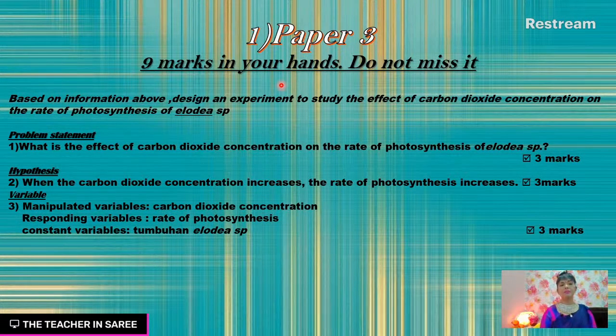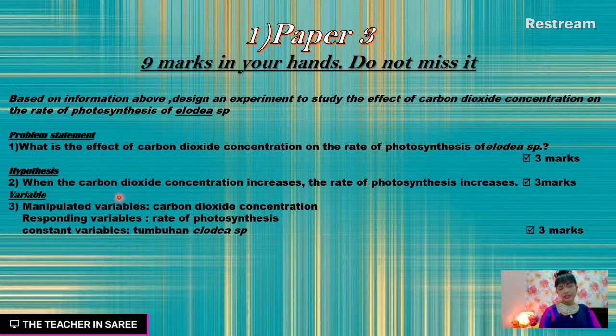Okay. So, for example, in this question: based on the information above, design an experiment to study the effect of carbon dioxide concentration on the rate of photosynthesis of Elodea species. Problem statement. The same thing. What is the effect? Just cut off the effect, put what is, and after that put a question mark. That's it. What's so hard? There are 3 marks just for that. So 3 marks. What is the effect of carbon dioxide concentration on the rate of photosynthesis of Elodea species?